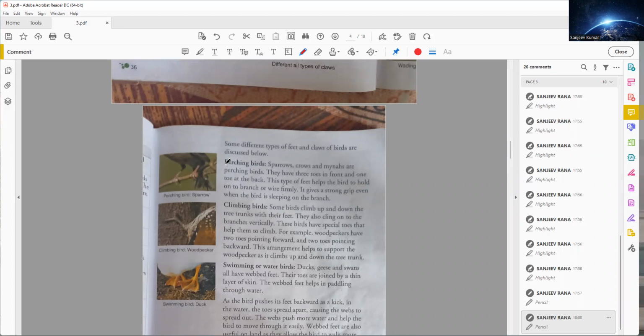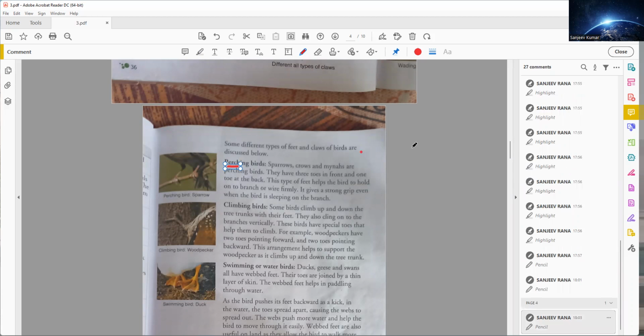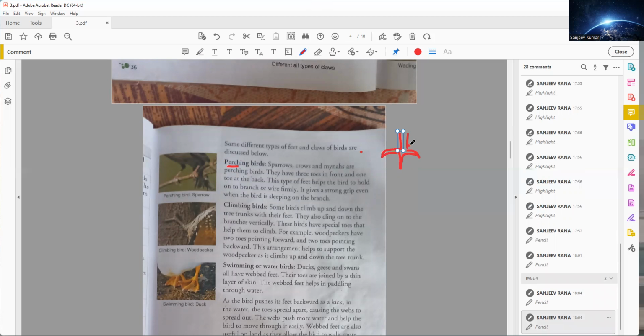Just study now. The first is the perching bird. Perching means any small birds that eat small grains, perch and hold to eat. Those are sparrow, crow, mynas, small birds. These are the perching birds. So they have 3 toes in front and 1 toe at the back. 3 toes like this. Now we change the color of this particular claw, and 1 at the back.